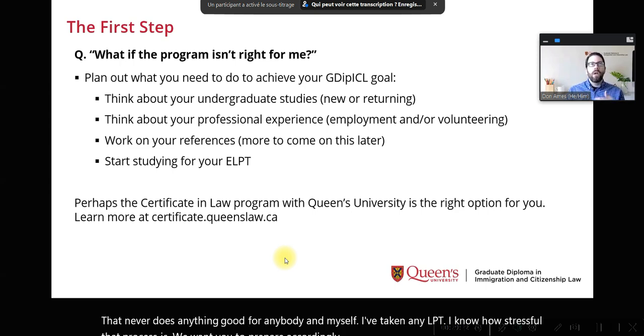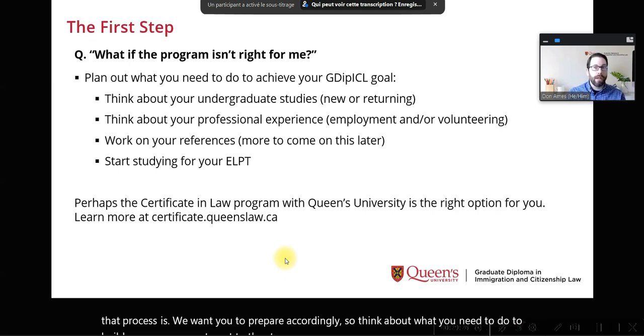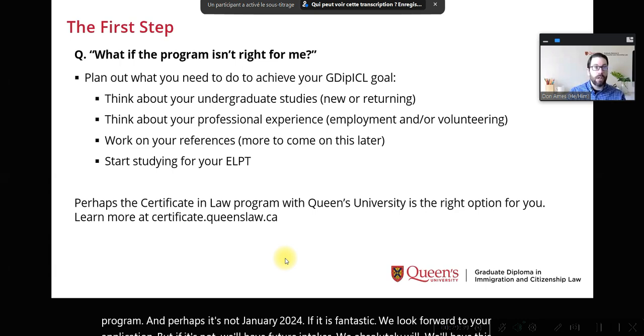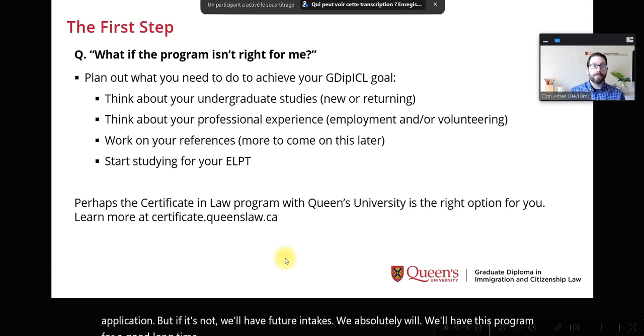So think about what you need to do to build up your acumen to get to the stage where you're ready to apply for our program. And perhaps it's not January 2024. If it is, fantastic. We'd look forward to your application. But if it's not, we'll have future intakes. We absolutely will. We'll have this program for a good long time. You can think about a future intake.